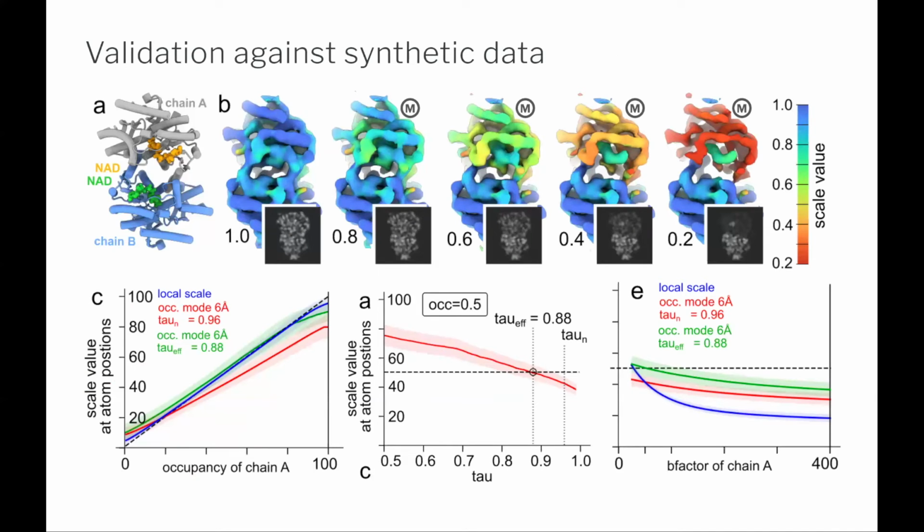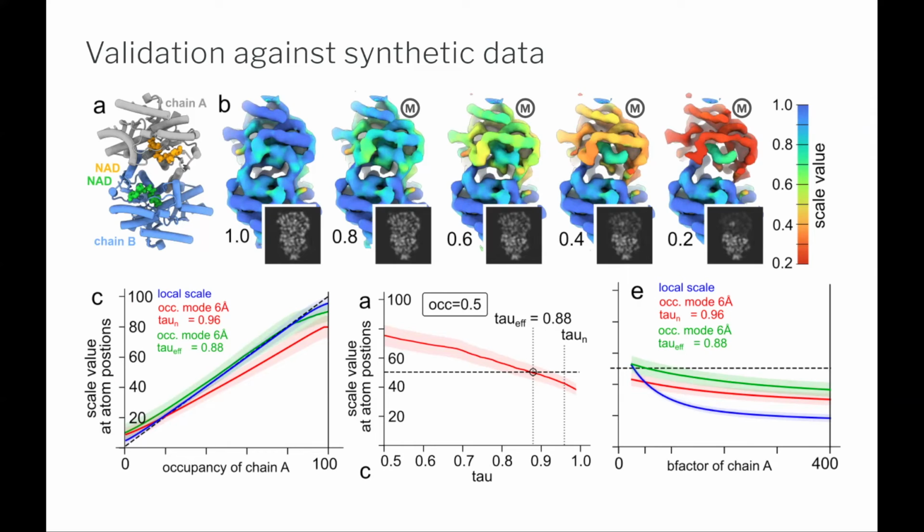With respect to how small you can look at this and how good the results are, we did some validations against synthetic data. In this case, we generated synthetic densities. We took a dimer from the PDB, and one of the protein chains, chain A, we modulated the occupancy of it and generated densities as they would appear. And then we asked Occupy to estimate the compositional heterogeneity, and then we checked whether or not those were in agreement.